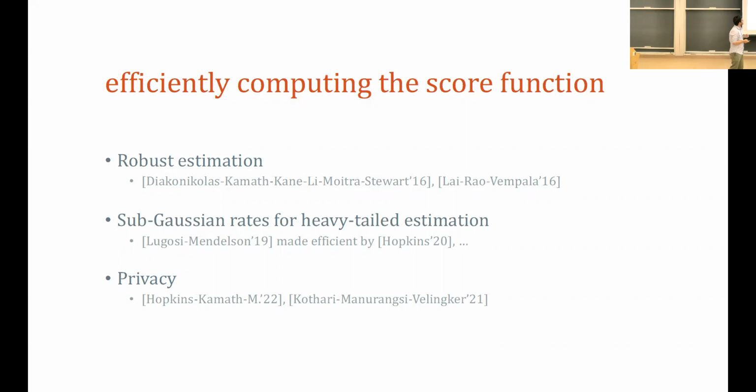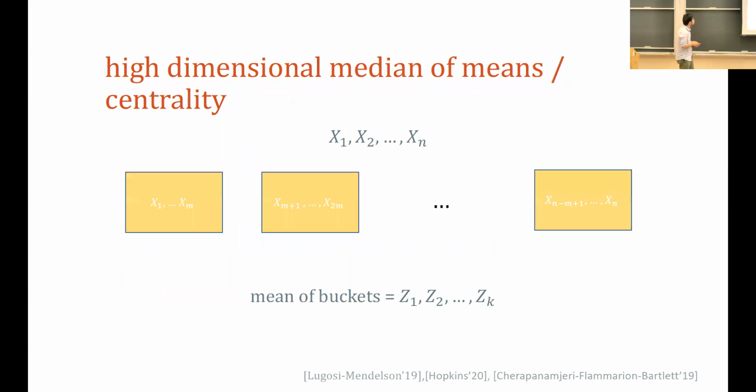Specifically, we are going to use the ideas from Gaussian, Mendelson, and Hopkins. Okay, so how do these heavy-tailed mean estimation algorithms work? They rely on a concept called high-dimensional median of means, or centrality. What's the idea? You take some samples x1 to xn, you divide them into k buckets, you compute the mean of each of these buckets, and name them z1 to zk.